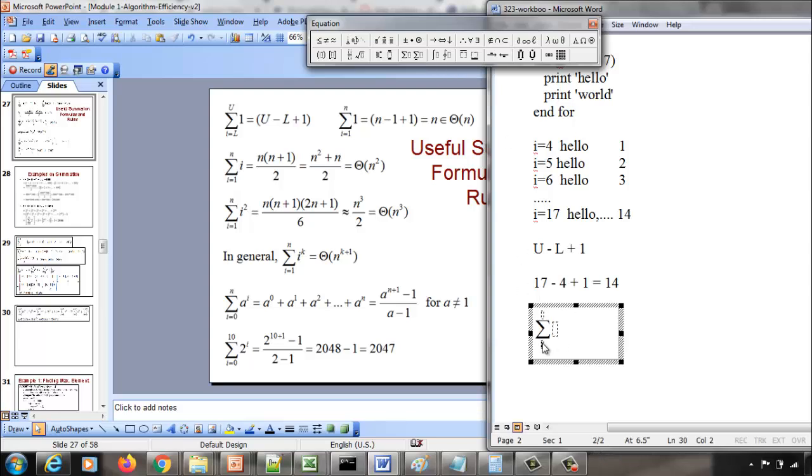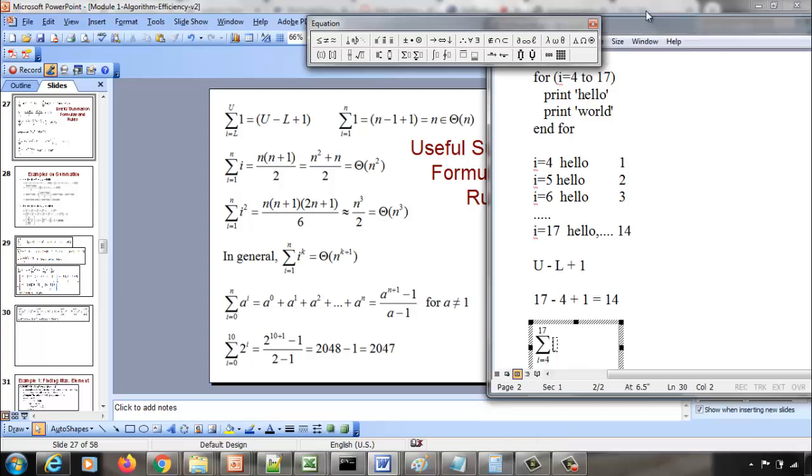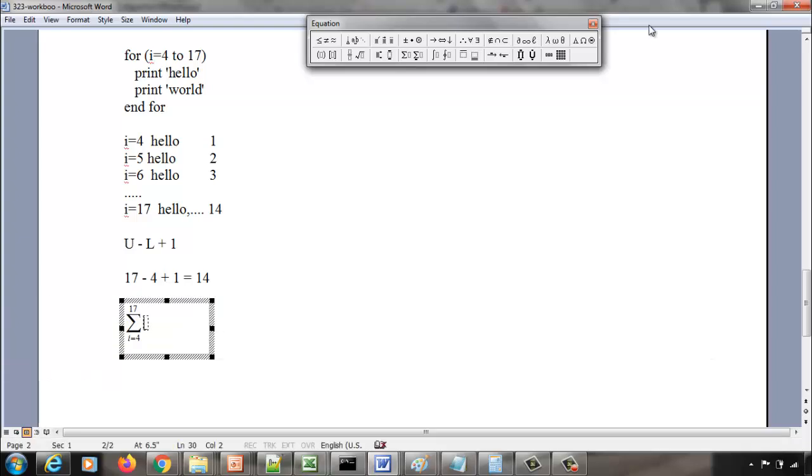So it's going to be like what? I equals 4 to 17. What should go inside the summation? 2. So I equals 4 to 17 of 2, doing the basic operation 2 times for each iteration. Okay, is that clear?